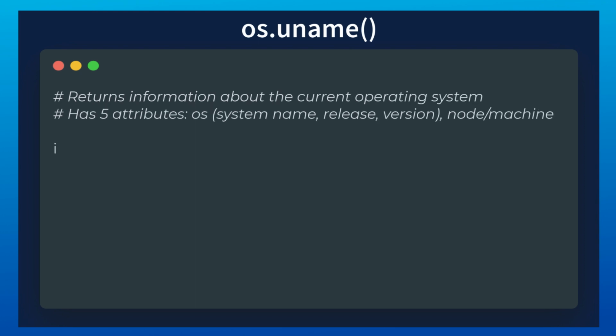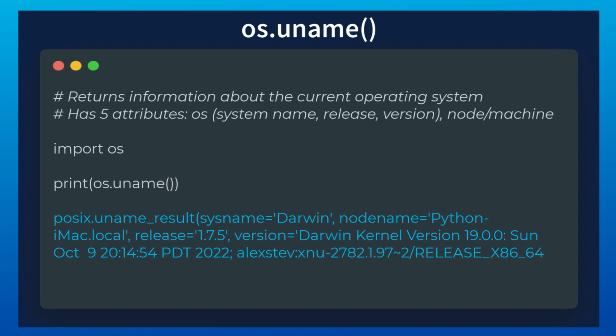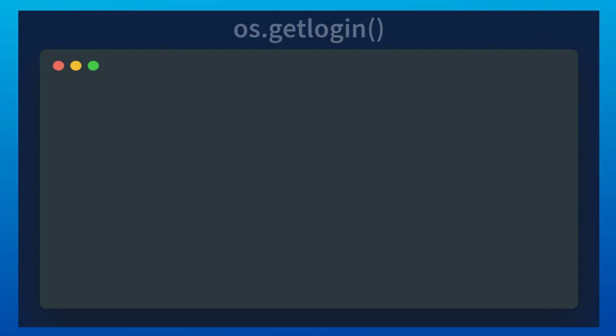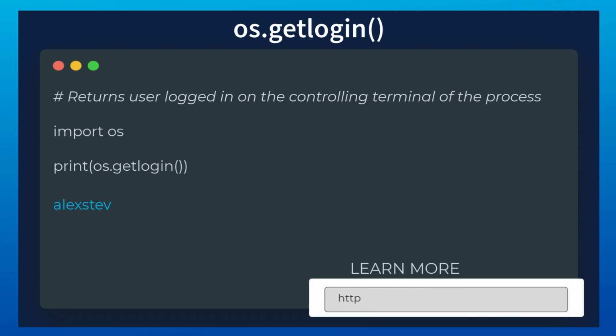os.uname returns information about the current operating system. The return value is an object having 5 attributes: operating system name, release, and version, as well as the network node and machine hardware identities. The final OS module function I want to highlight is os.getlogin. This returns the name of the user logged in on the controlling terminal of the process. As always, import os and then use like so. Learn more about OS at docs.python.org.